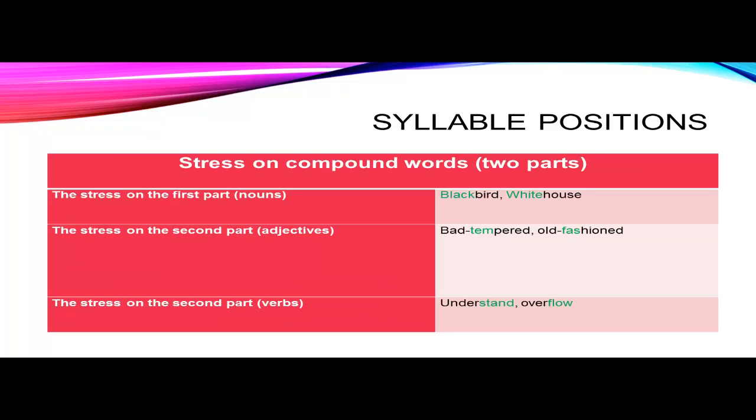Stress on compound words with two parts. The stress is on the first part: blackbird, White House. The stress on the second part: bad-tempered, old-fashioned. The stress on the second part: understand, overflow.